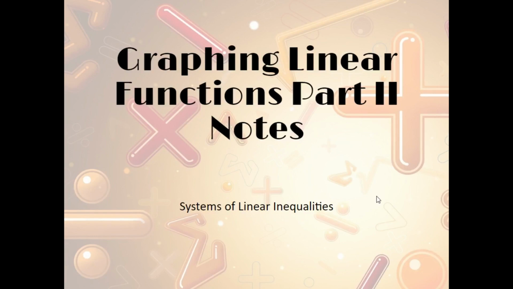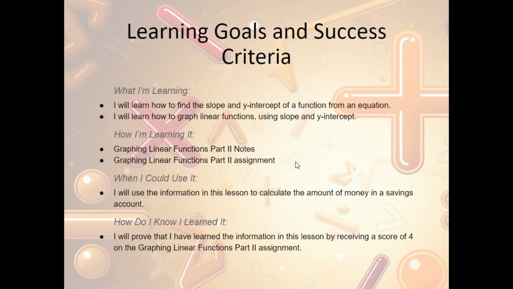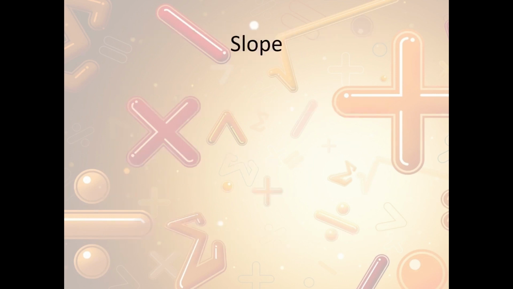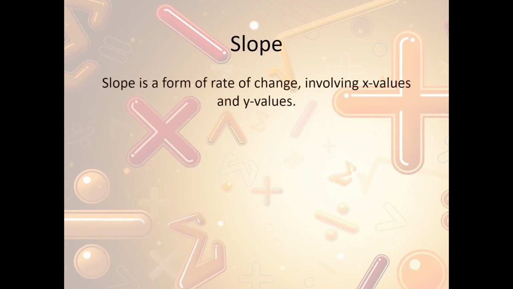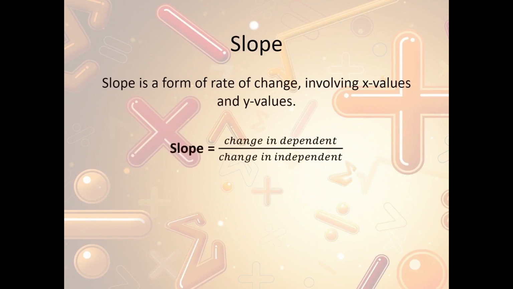Let's take a look now at the Graphing Linear Functions Part 2 notes. The notes begin with the learning goals and success criteria. Now let's talk about slope. What is slope? Slope is a rate of change involving x values and y values. Slope is known as the change in the dependent variable over the change in the independent variable. Now, what does that really mean? That really means that slope is the change in the y values over the change in the x values. So it's always y over x.